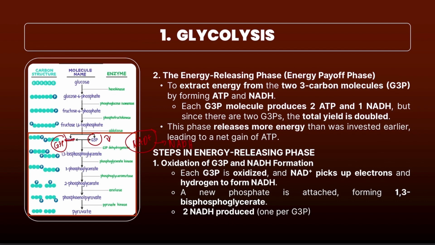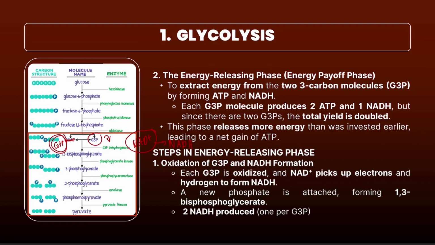Okay? At the same time, when that happens, the inorganic phosphate is added into G3P. So again, as the G3P is oxidized and the NAD+ accepts electrons and hydrogen ions in order to form NADH, the inorganic phosphate will be added as well to G3P in order to form 1,3-bisphosphoglycerate. Okay? This 1,3-bisphosphoglycerate is a high energy intermediate.